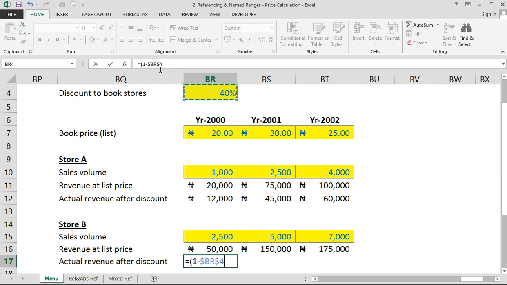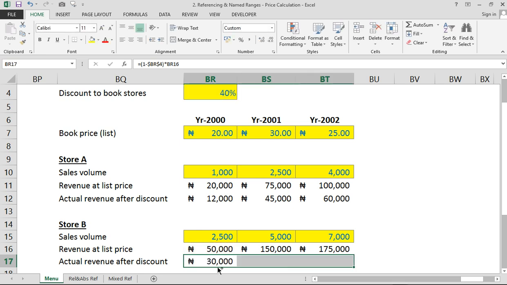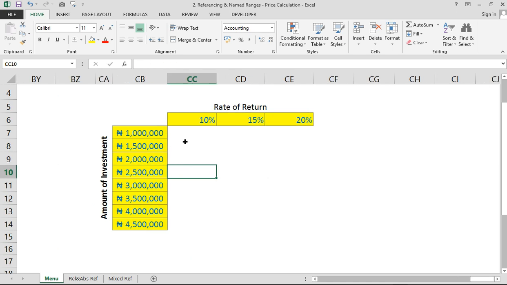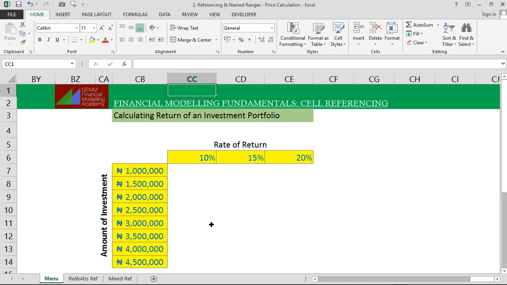So we want this, and I can actually multiply this by the revenue at list price, which is a relative cell reference. This is an absolute cell reference. So we have this, and I can extend this. So this is an example of a relative cell reference. So let's look at the mixed cell reference. How does a mixed cell reference look like?